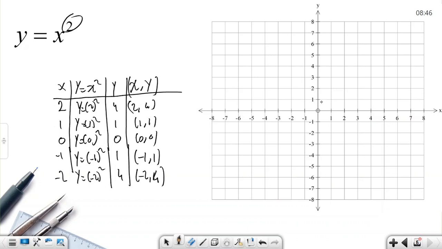Let's look at these points. First point 2 and 4 here, 1 and 1. The origin is 0, -1 and 1. -2 is going to be 4 again. As you see, that's not linear. So when you connect these points, it's going to be something like that and goes up. I couldn't draw it perfectly, sorry. So let me show you on the application, it will be better for us.